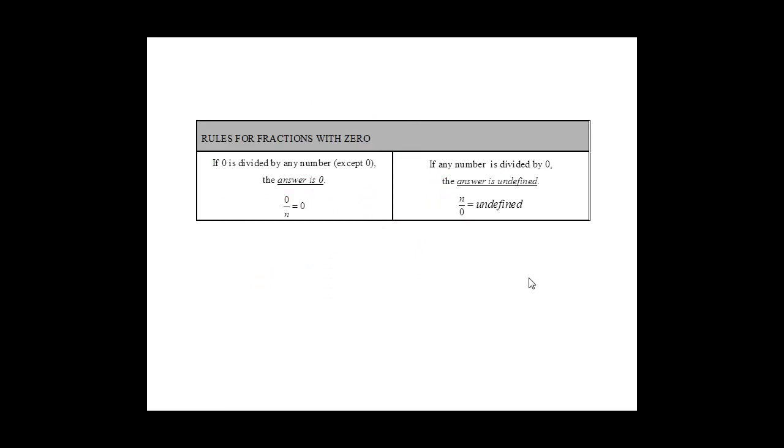Rules for fractions with zeros. If 0 is divided by any number except 0, the answer is 0. So if 0 is in the numerator and you have a non-zero number in the denominator, your answer will be 0. If any number is divided by 0, the answer is undefined. If 0 is in the denominator, your answer will be undefined.